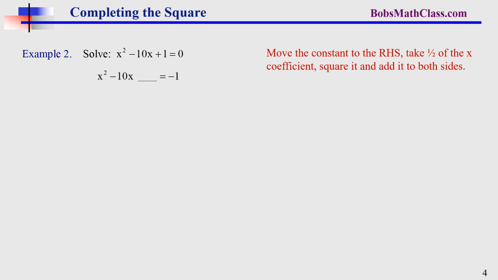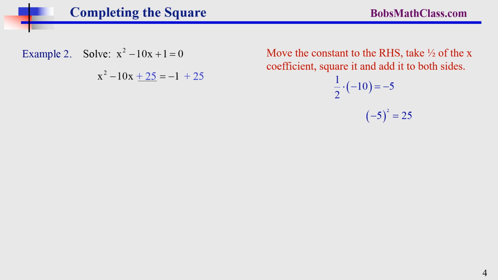Okay, what is that number? Here we go. 1/2 of negative 10 is negative 5. Now we square it. 25. Is that a positive 25 or a negative 25? Right, it's positive. It's always going to be positive there. So add 25 to both sides.